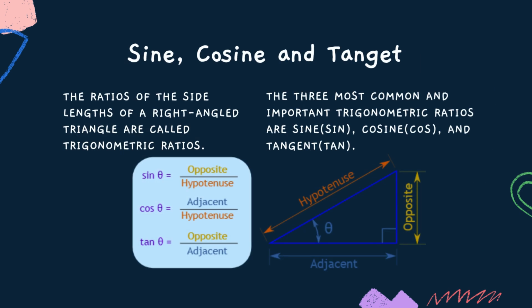The ratios of the side lengths of a right-angled triangle are called trigonometric ratios. The 3 most common and important trigonometric ratios are sine, cosine, and tangent, tan. Sine theta is opposite by hypotenuse, cosine theta is adjacent by hypotenuse, and tan theta is opposite by adjacent.